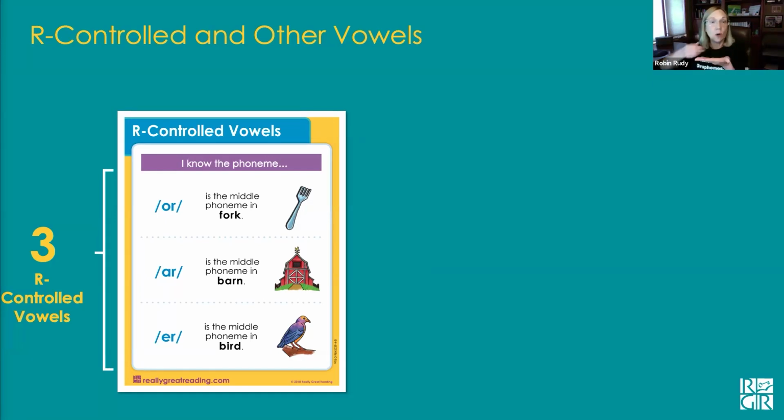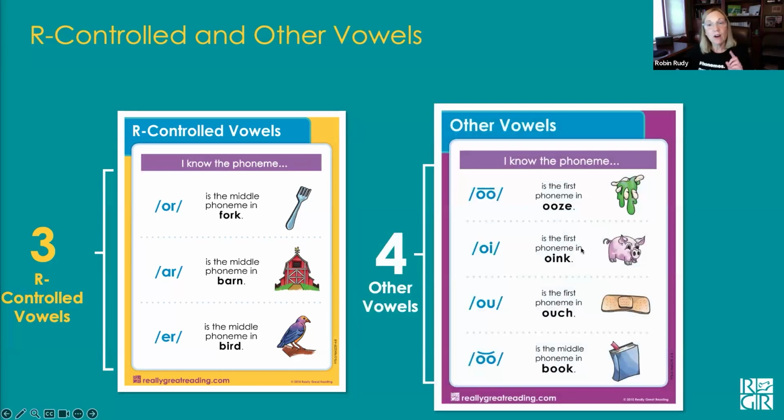So everyone show me or, show me R, and show me... Beautiful. So now, there are also 4 vowel phonemes that are not long, they're not short, they're not R-controlled, so we call them other vowels.